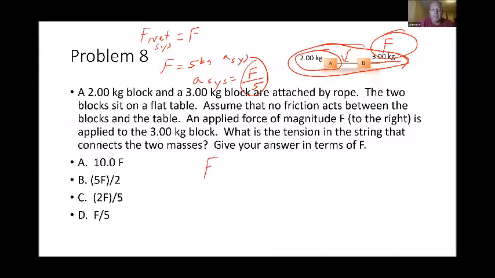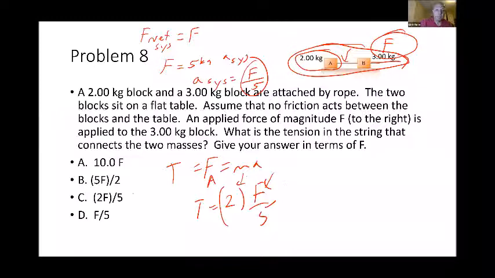So if we think about F equals ma just for box A, the net force acting on box A is that tension. And that tension is equal to the net force, and that's equal to M. This time we're talking about just box A. So the mass of box A is 2 times the acceleration of box A, which is F over 5. So we took the mass of box A times the acceleration of box A to get the net force acting on box A, which is that tension. And notice that that is answer C, 2 times F over 5.